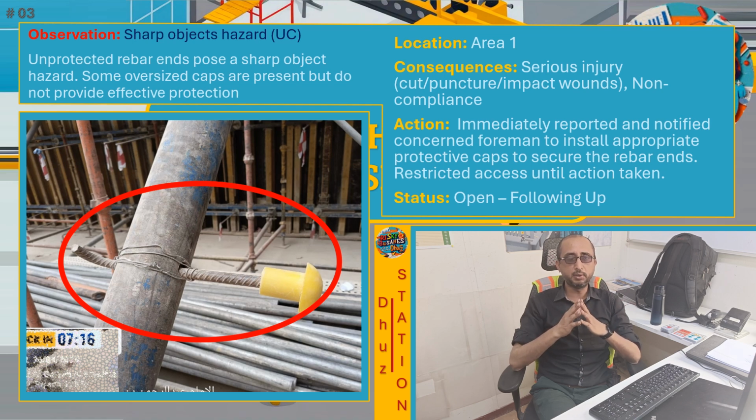Action taken: the safety team immediately reported and notified the concerned foreman and instructed to protect or cover all the naked or unprotected edges with suitable caps, and until action is taken, to restrict access to anyone. Status of this observation is still open, but the safety team is following up.